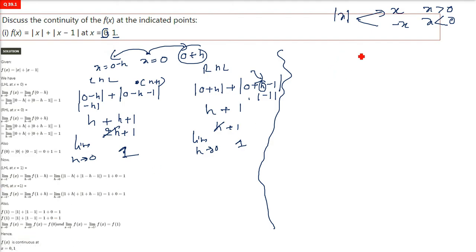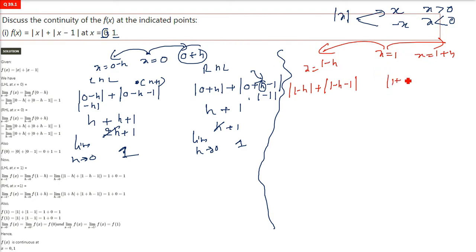The second case is x equals 1. Same thing we are going to do. On the LHL we'll put 1 minus h, RHL we'll put 1 plus h, right? So in this mod x plus mod x minus 1, in place of x, replace it by 1 minus h. So mod 1 minus h plus 1 minus h minus 1. And here you'll replace it by 1 plus h. So mod 1 plus h plus mod 1 plus h minus 1.